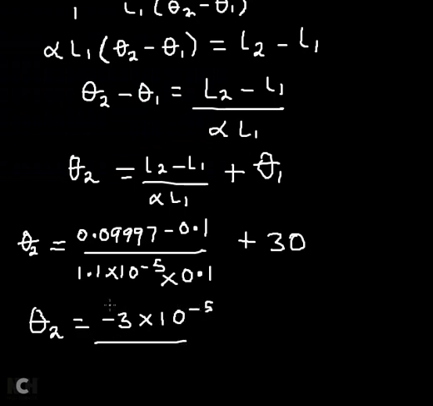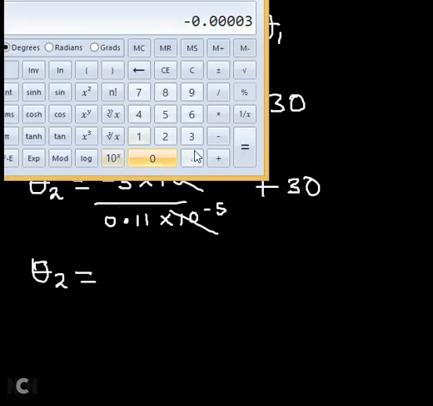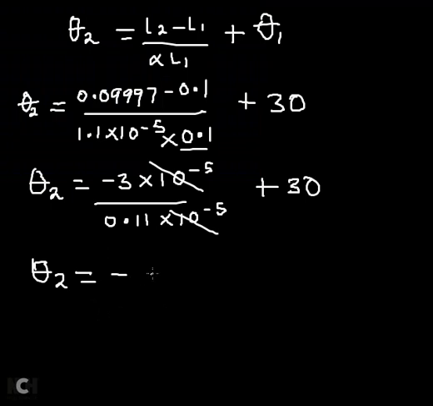Divided by 1.1 times 0.1 will give me 0.11, then times 10 raised to the power of minus 5, then plus 30. Of course, we cancel 10 raised to the power of minus 5, so I'm now left with minus 3 divided by 0.11. So let's do that. Minus 3 divided by 0.11, so I have minus 27 approximately. Minus 27, then plus 30.